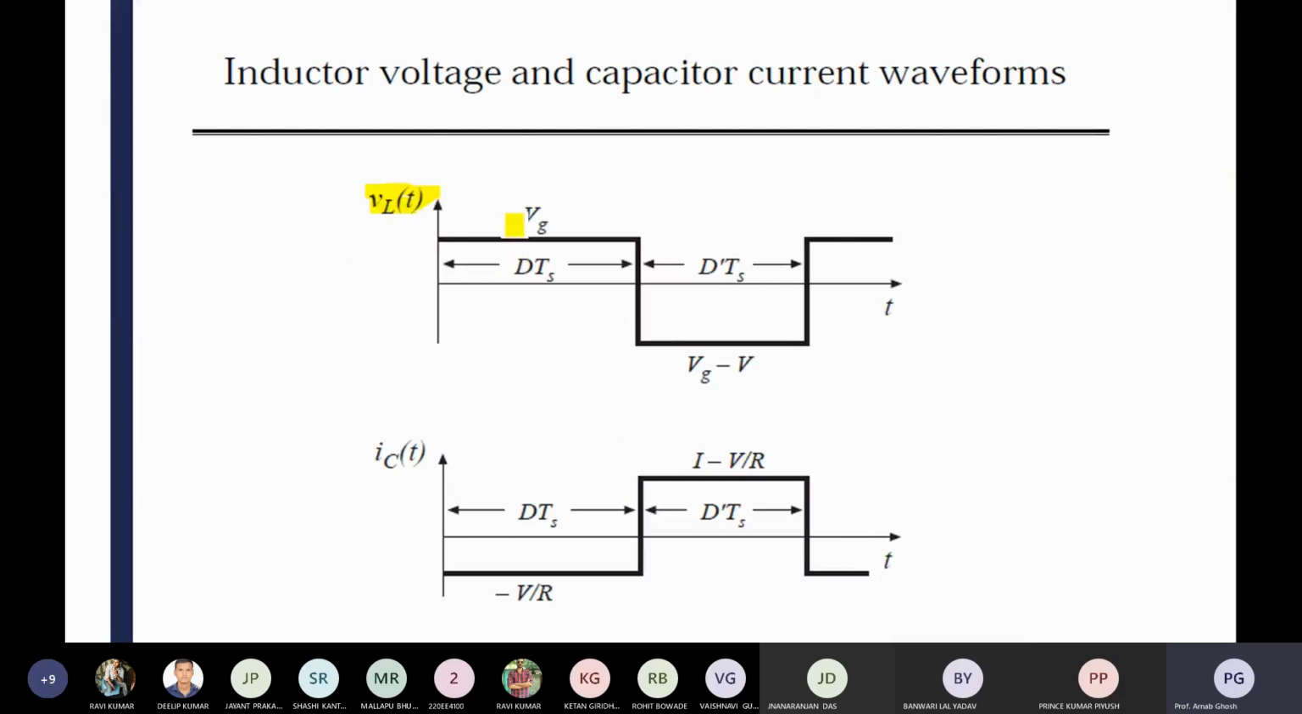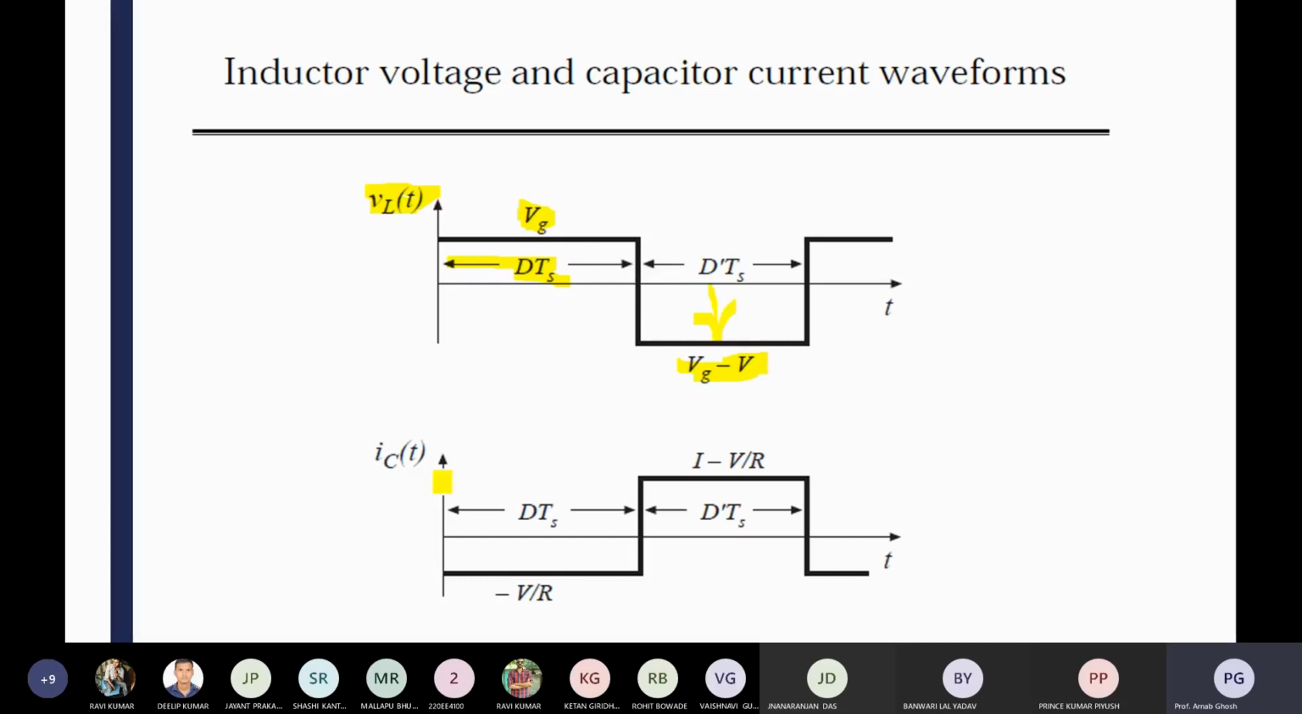For the positive half you get this waveform over DTs, that time interval. The other is D' Ts, where D' means 1 minus D. Here Vg is coming. Then in the negative half you get Vg minus V, where V is the steady state output voltage. V is greater than Vg, that's why the negative half value will be more than the positive half value.